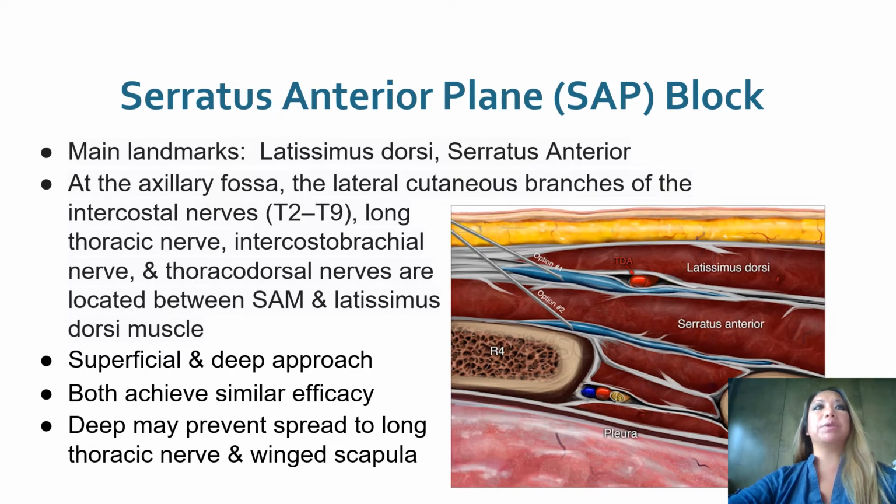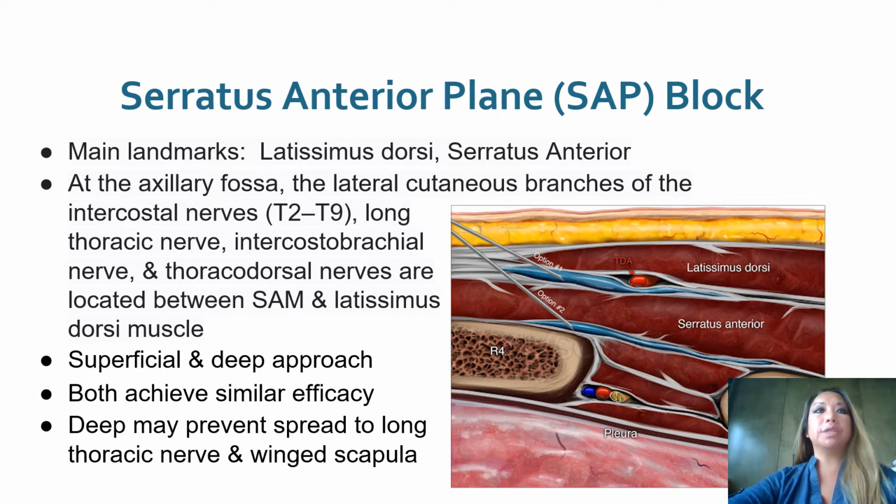The main landmarks you want to be able to spot on ultrasound imaging for the serratus anterior plane block are the ribs, latissimus dorsi, and serratus anterior muscles. Between these two muscles at the axillary fossa lie our target nerves, which are the lateral cutaneous branches of T2 through T9. Along that same plane, you can also find the long thoracic nerve, which innervates the serratus anterior, the intercostobrachial nerve, which is a cutaneous sensory nerve, as well as the thoracodorsal nerve, which innervates the latissimus dorsi.